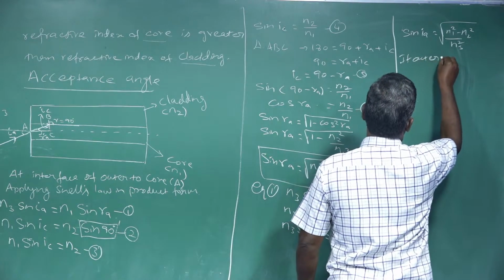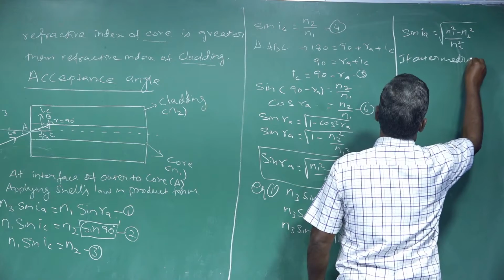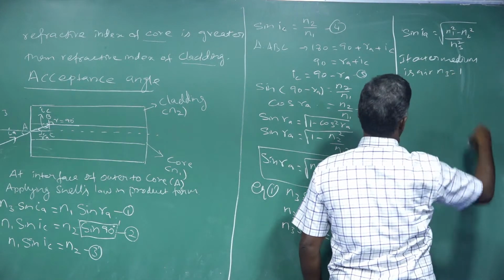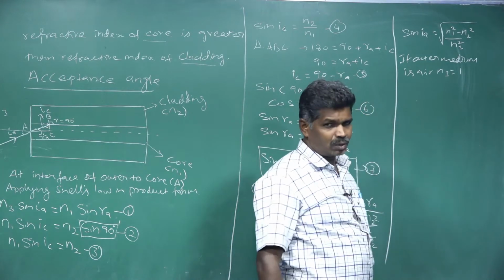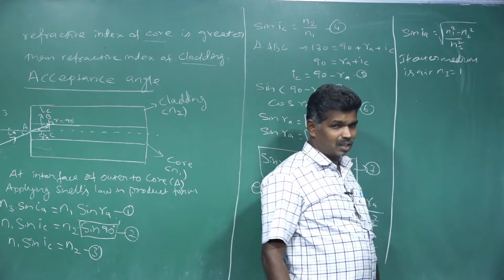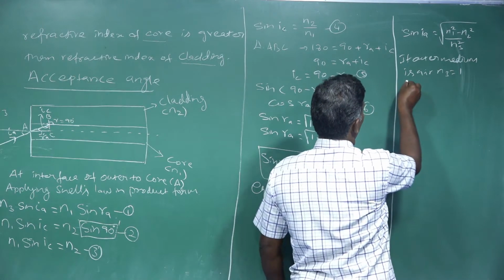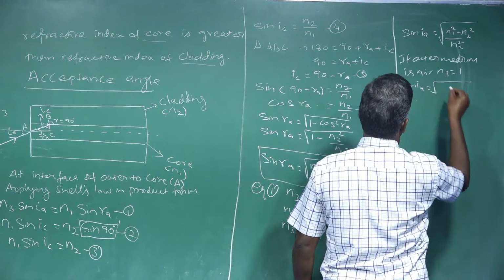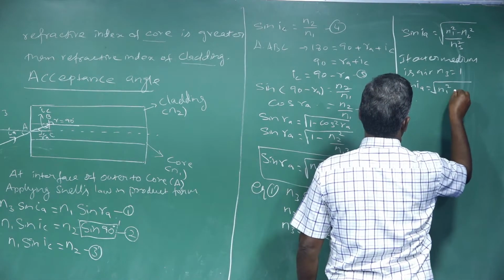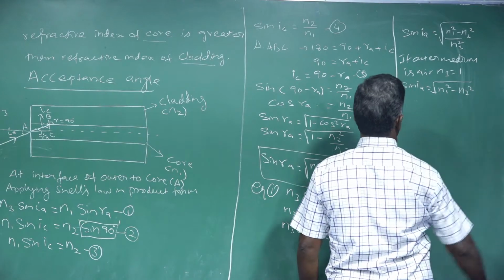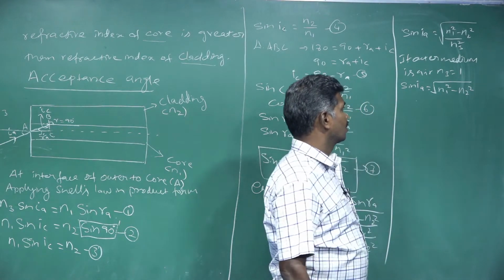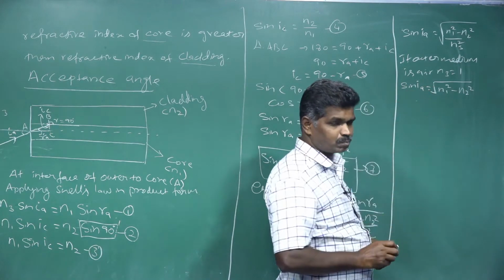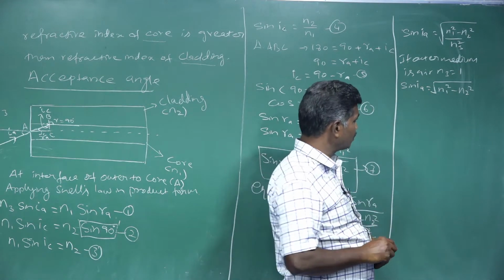If the outer medium is air, n3 is equal to 1. Then what about the value of n3 squared? That also becomes 1. That's why sin IA equals the square root of n1 squared minus n2 squared. We need only IA alone, so take sin inverse on both sides.